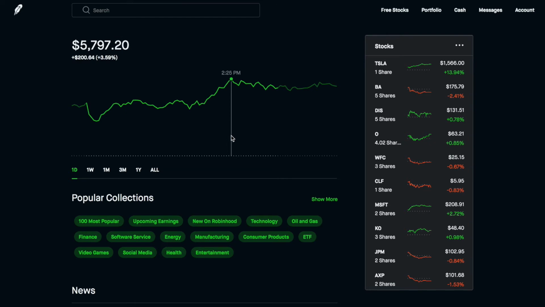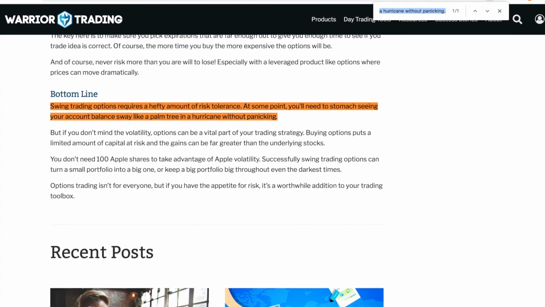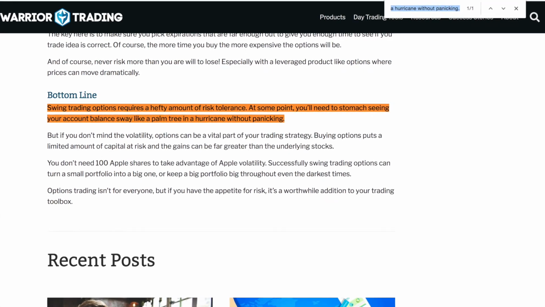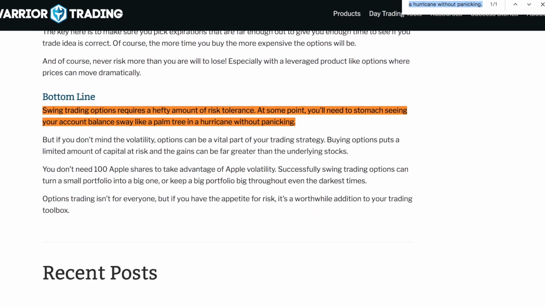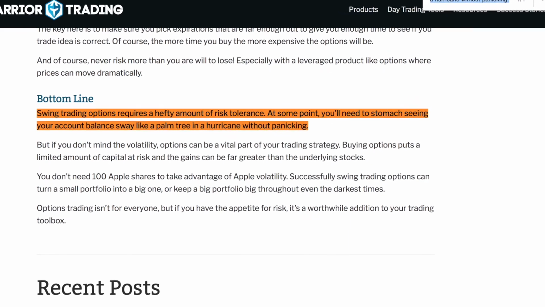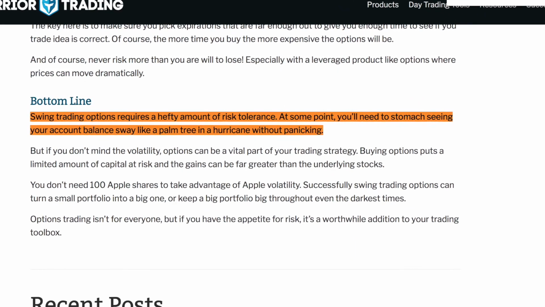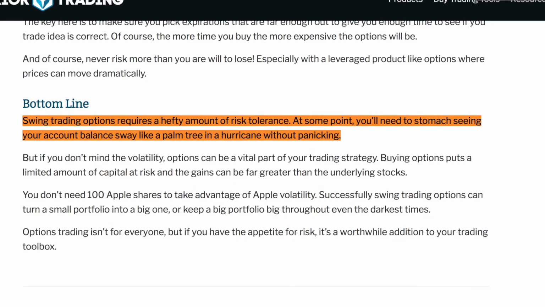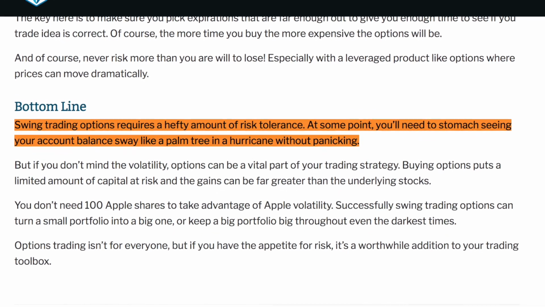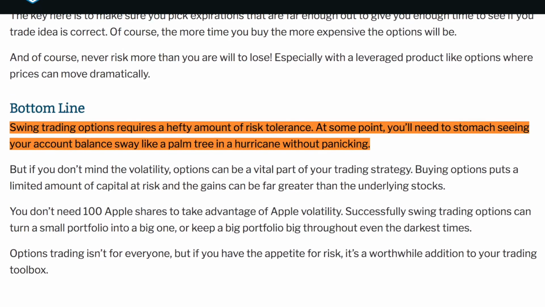While swing trading, you are going to need to realize that this way of trading is going to swing you to all-time highs on options, and sometimes it will swing you straight into the ground. A great quote from a swing trading article by Warrior Trading is, "Swing trading options requires a hefty amount of risk tolerance. At some point, you'll need to stomach seeing your account balance sway like a palm tree in a hurricane without panicking." I've linked this article in the description as it is a good read.